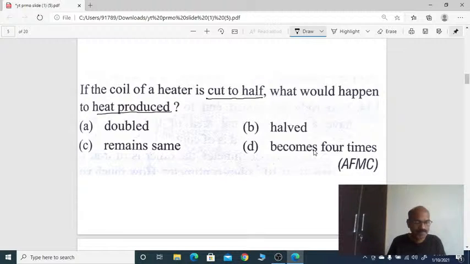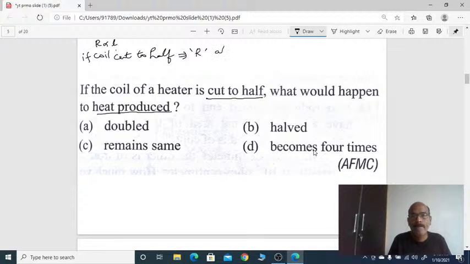Yes, you can answer it now. If the coil of the heater is cut into half, then what happens? Resistance also will become half. We know resistance is directly proportional to length, right? If the coil is cut to half, then resistance also becomes half. Length becomes half, resistance becomes half.